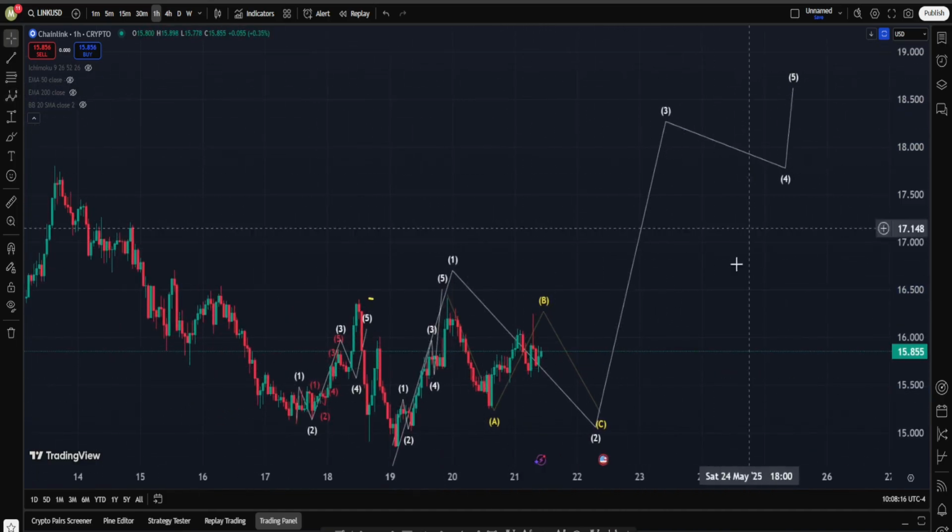And for now, I would like to go with this as my primary case, and I hope I explained everything well and you understood what is going on in Chainlink's chart.